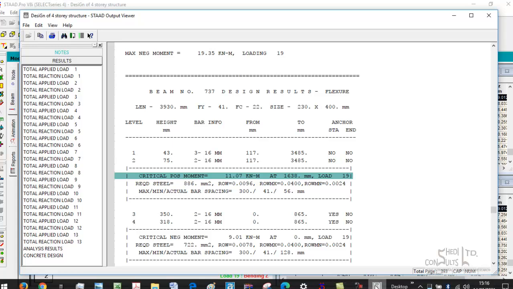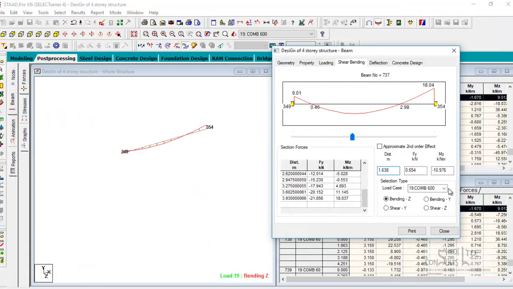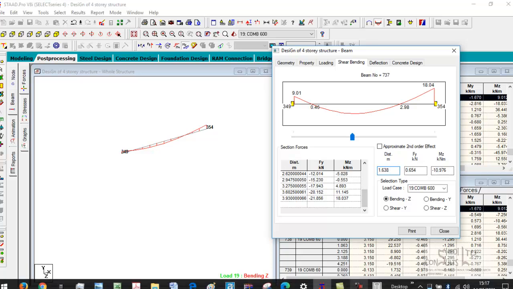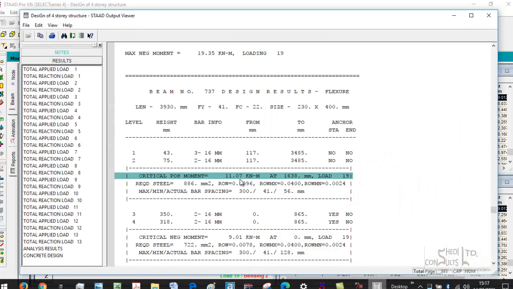1.638, load case 19. So 1.638, okay, I'm saying yes, it's about 11, because if you look at this, it approximates to 3 decimal points. If you change it to 4 decimal points, it will give you 11. You can see this is about 11 points. It will give you approximately 11.